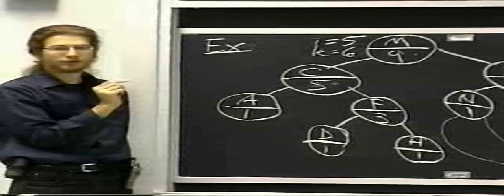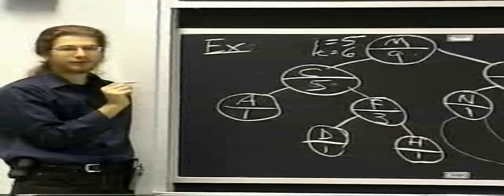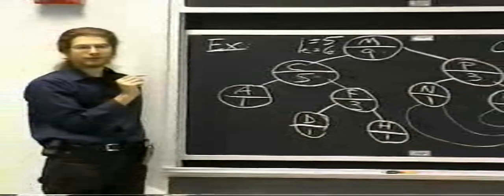Right, left. Good answer. So 5 is less than 6, I go left. Okay, so I go down here. And what's my new value of i for the recursion on the left side? 5, right. The difference is 0.